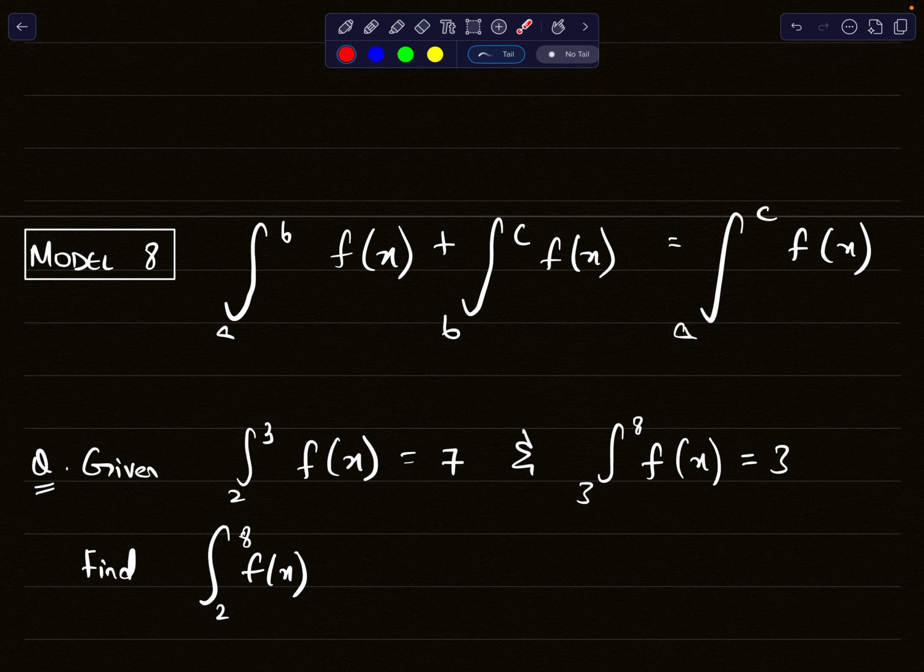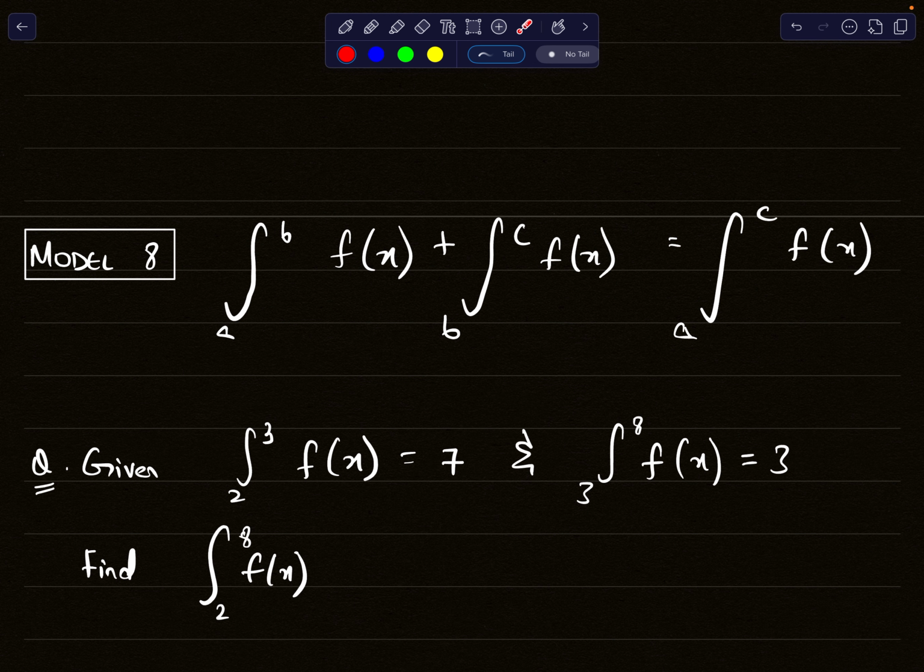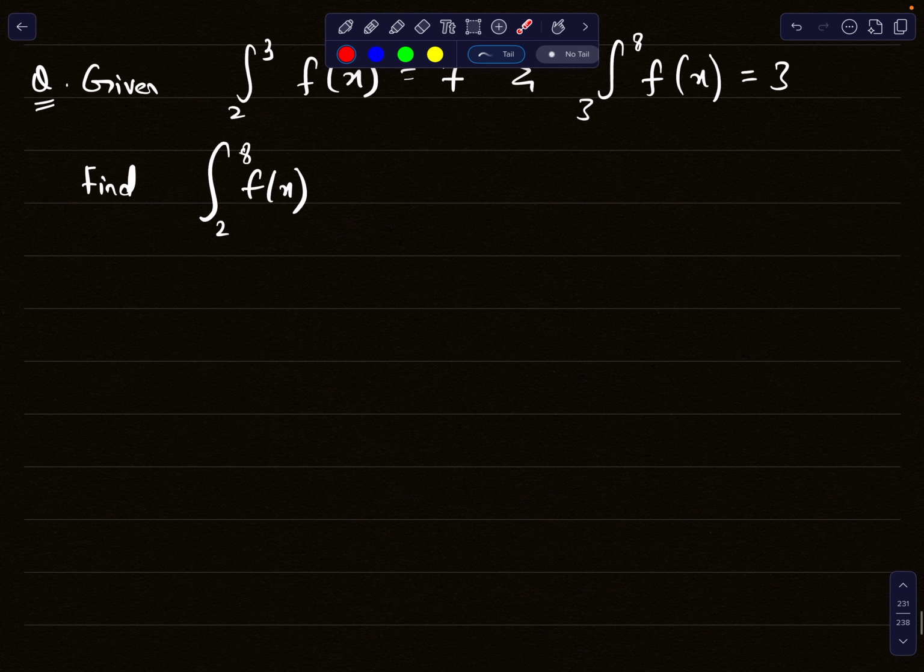So we have the integrals of f of x, alright? The first part has the limits a and b. The second part has the limits b and c. Since there's an addition sign in between, we can write this down as this. And we know that this whole thing is equal to the sum of this whole thing. We'll have an example first. So let's move on.